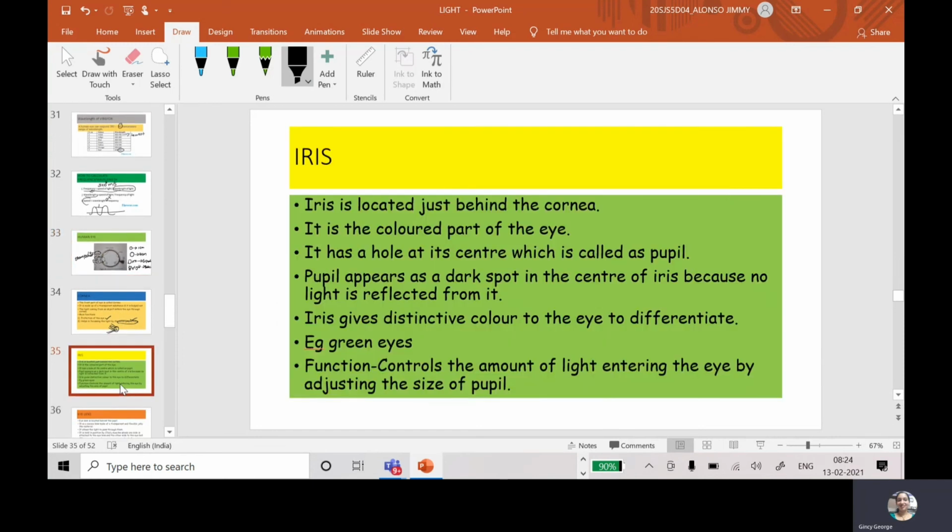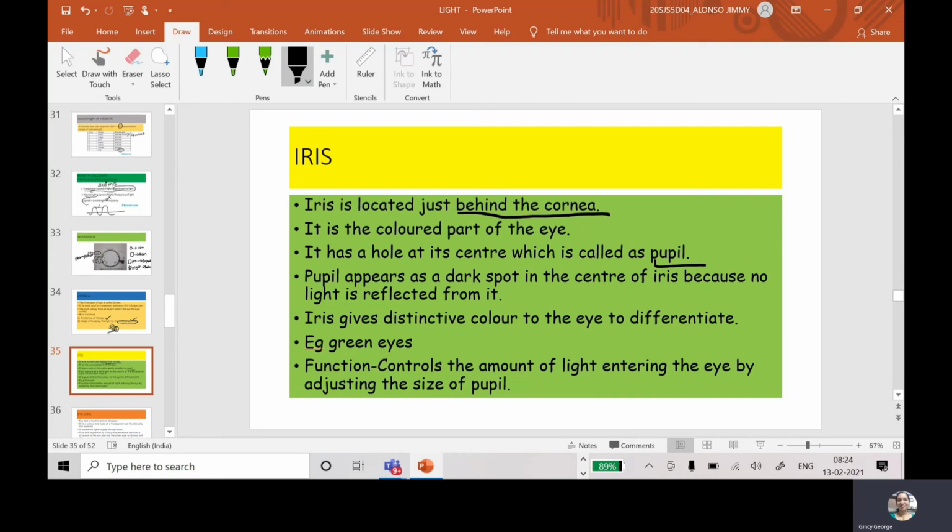It is a part of the eye which is located behind the cornea. You can see here, next after the cornea you have this part called the iris. This is giving the color, the colored part of the eye, and the hole at the center is called the pupil. Okay, so if you are looking through a mirror, the center part of your eye which appears dark, that is called the pupil.